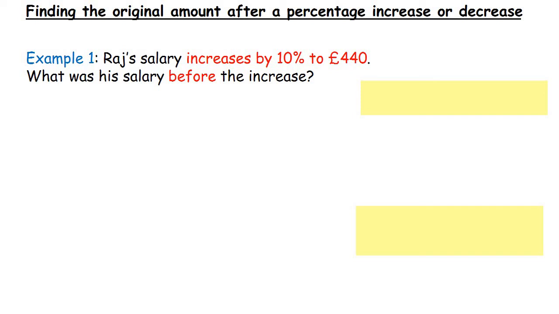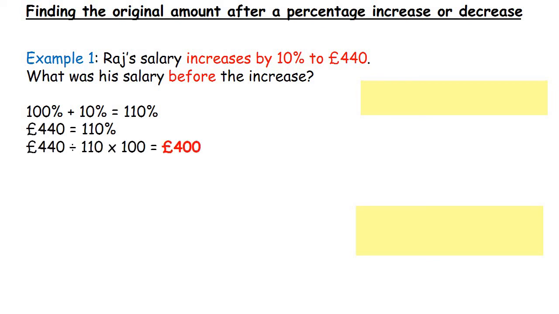So remember, we cannot find 10% of 440 and take it away. That does not work, because it's 10% of the original amount. So if we think of the original amount as 100% and add on the 10%, his new salary is 110%. We then divide by 110 to get 1% and multiply by 100 to get the original amount of 100%, which is £400.